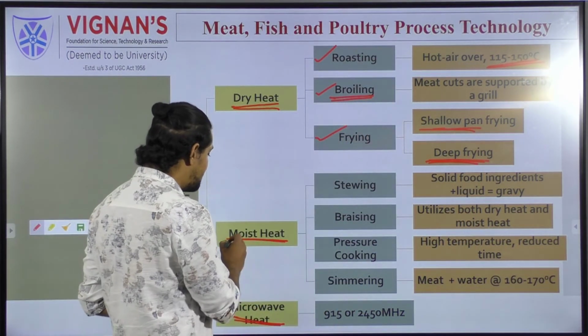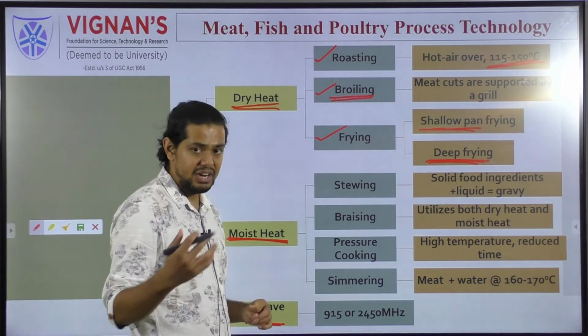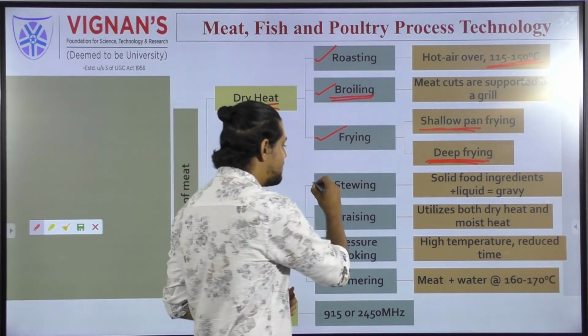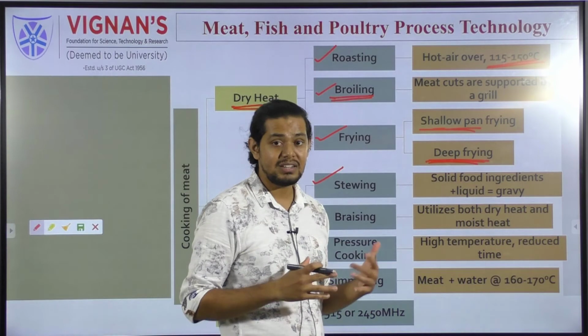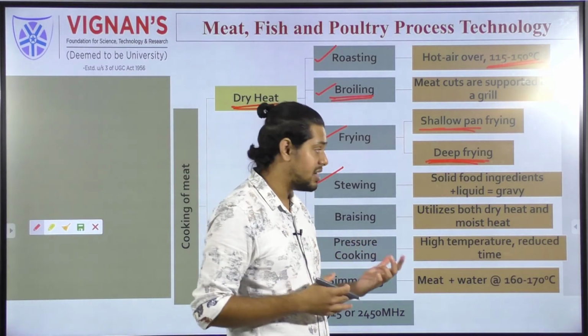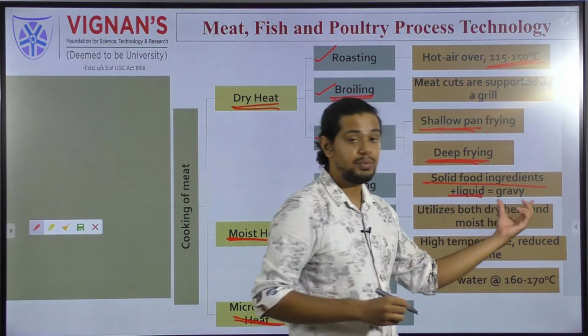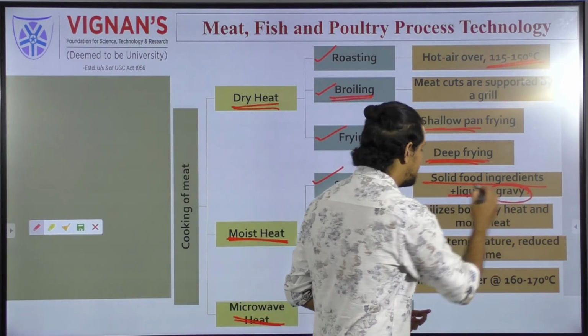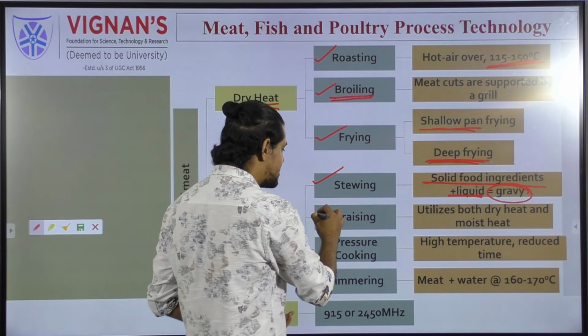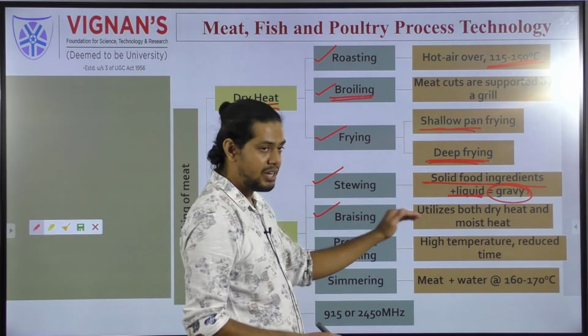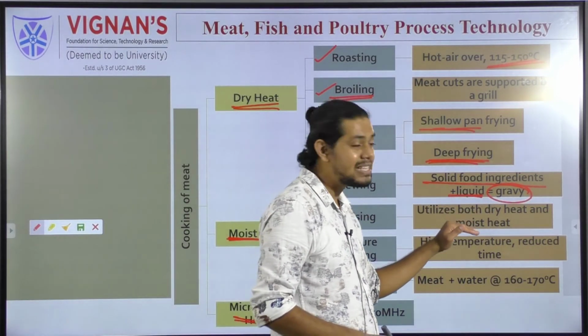Okay, so next one we have the moist heat. Whenever we are talking about moist heat, we have stewing. In case of stewing, it is exclusively for the preparation of gravy. So solid food ingredients plus liquid will result in the formation of gravy. So that is nothing but stewing. So next one we have braising. It utilizes both dry heat as well as moist heat.